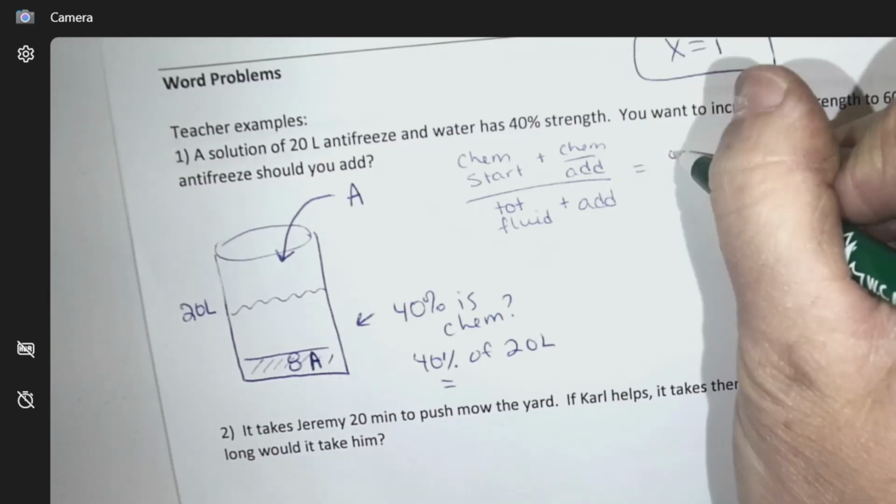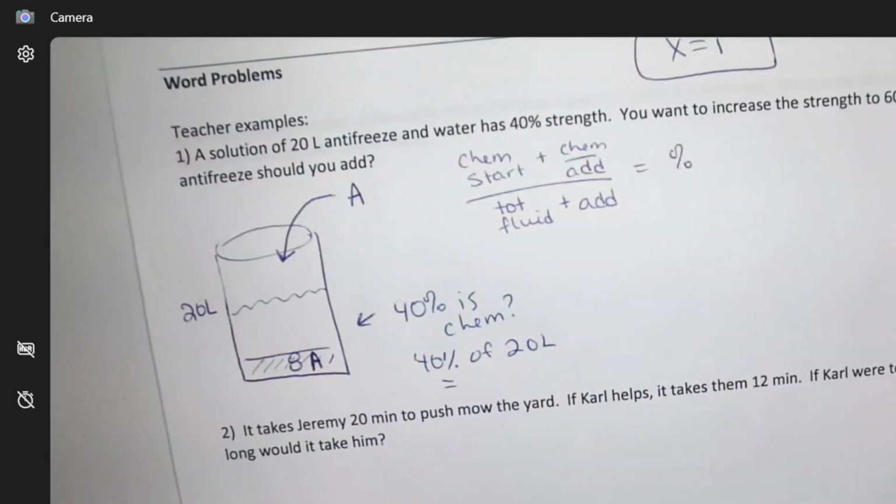So does it make sense? The chemical divided by the fluid is how strong something is. Okay, and this gets used for everyday life, like inside these bottles, like disinfectant. It's measured how much chemical per water, tells you the percent strength that it would be. Okay, so here we go.